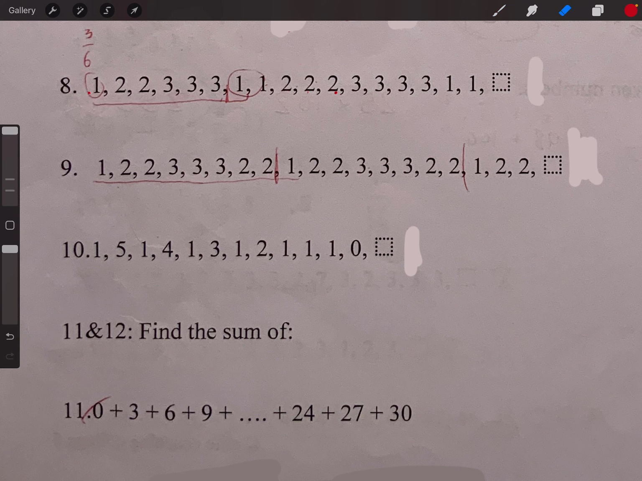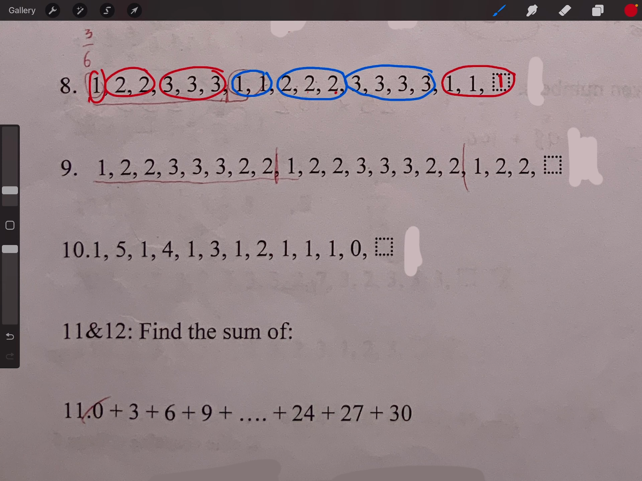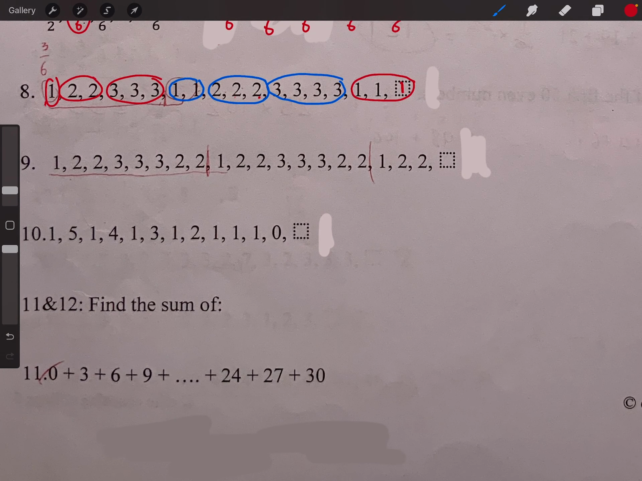Alright, here's what's happening. So there's 1 of 1, 2 of 2, 3 of 3. Now, the next one is 2 lots of 1, 3 lots of 2, and 4 lots of 3. And then the next one will be 3 lots of 1, so this should be a 1. So that's the pattern. So 3 lots of 1, it will be 4 lots of 2, so 2, 2, 2, 2, and 5 lots of 3, so 3, 3, 3, 3, 3. So the next number should be a 1 there.